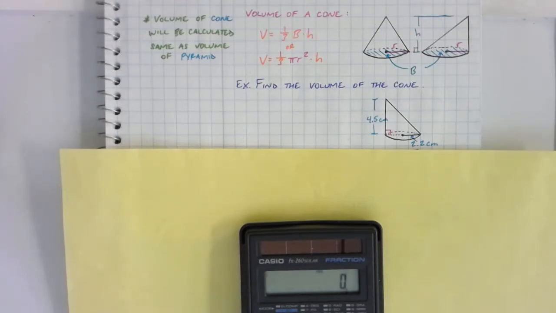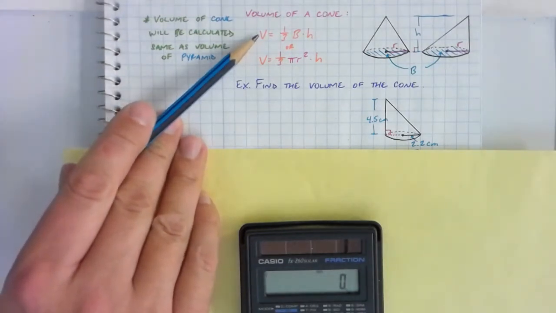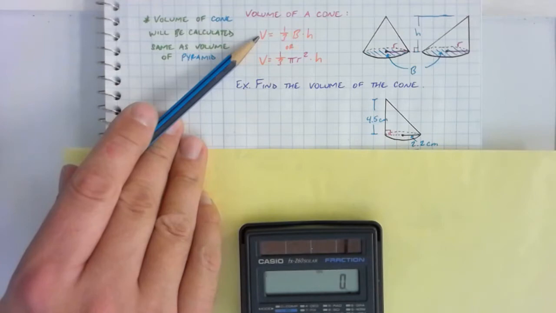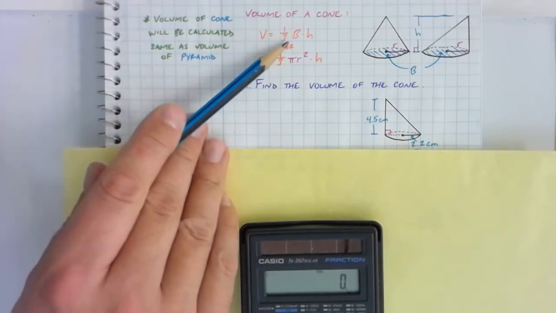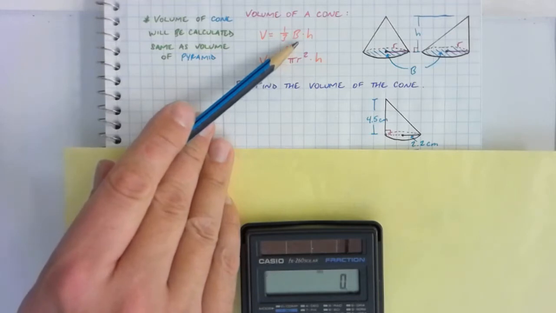All right. So the main punchline here to be aware of for the volume of a cone is that the formula is exactly the same as what we dealt with in Section 5 when we dealt with pyramids. Volume of a cone, capital V, is equal to 1/3 the area of the base times the height, or the altitude, or the depth of that cone.